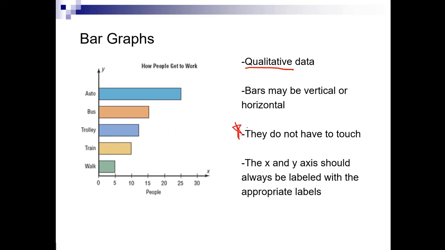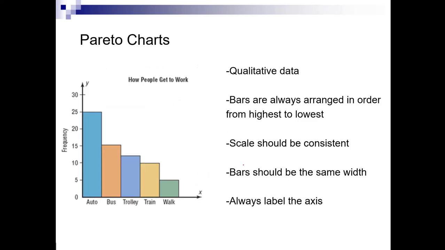The bars do not have to touch. Most of the time they don't, to show the different categories of that qualitative data. And then, of course, with any graph, not just a bar graph, we should always label our axes appropriately with labels.